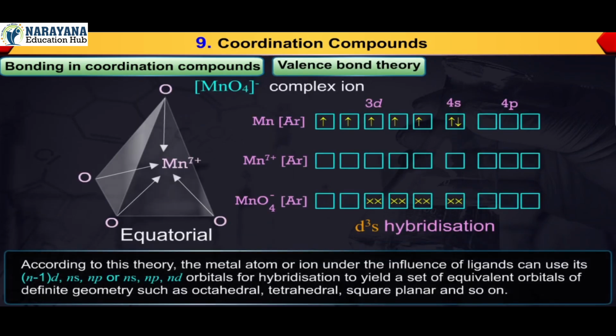Valence bond theory. According to this theory, the metal atom or ion under the influence of ligands can use its (n-1)d, ns, np or ns, np, nd orbitals for hybridization to yield a set of equivalent orbitals of definite geometry such as octahedral, tetrahedral, square planar, and so on. These hybridized orbitals are allowed to overlap with ligand orbitals that can donate electron pairs for bonding. This is illustrated by the following examples.